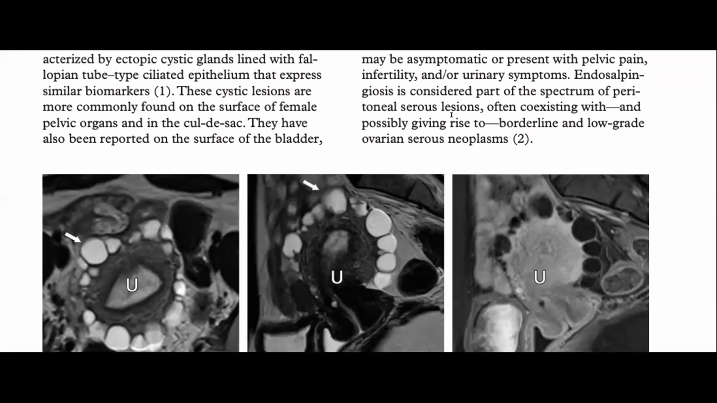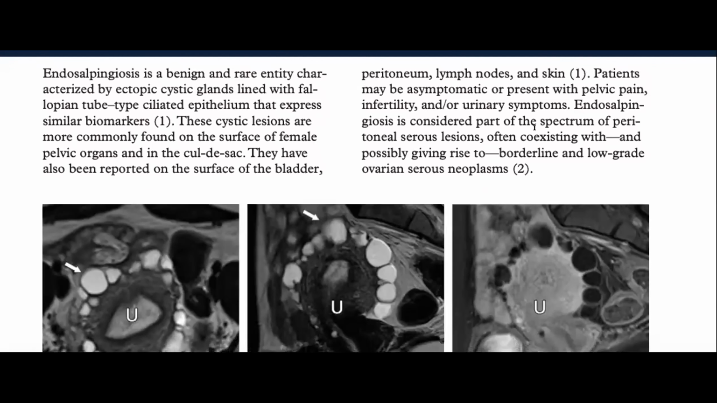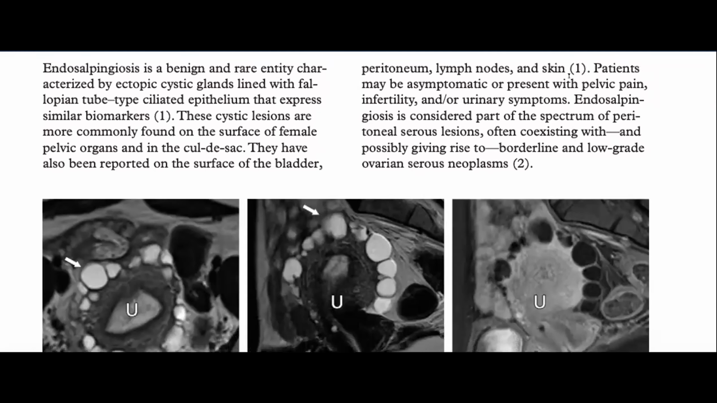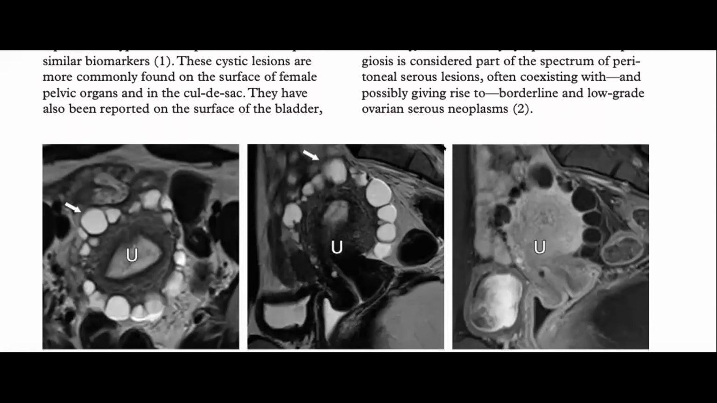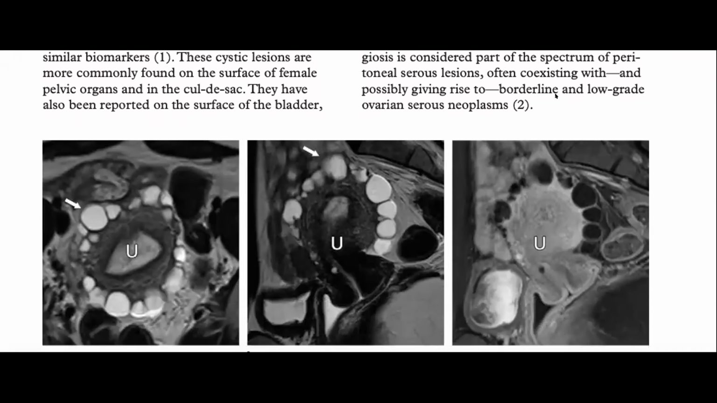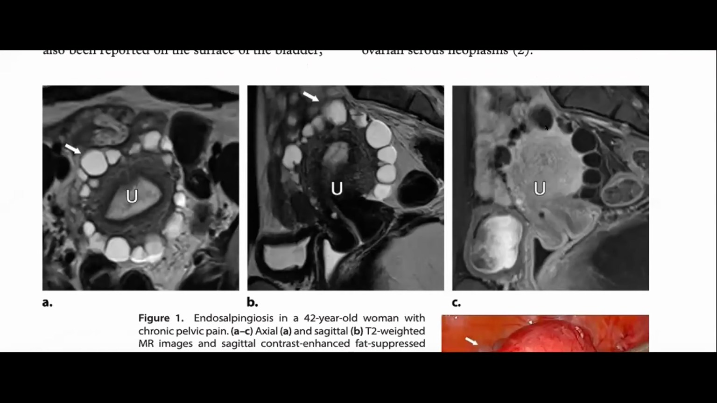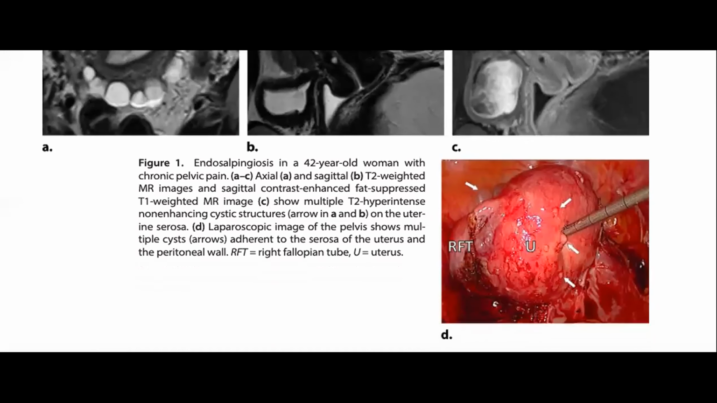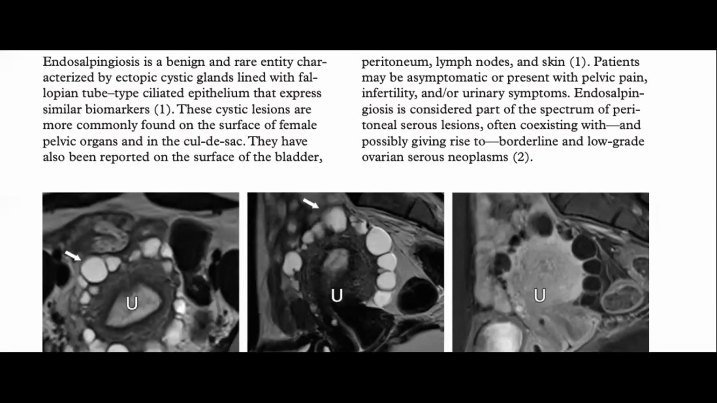It is also mentioned, these are basically cysts found on the surface of pelvic organs and cul-de-sac. They have been reported on the surface of the bladder, peritoneum, lymph nodes, and skin, which would be very interesting, skin. They are said to possibly give rise to borderline low-grade ovarian serous neoplasms as well. So I don't know if anyone else has encountered a live case of this entity, but I thought this was very interesting.